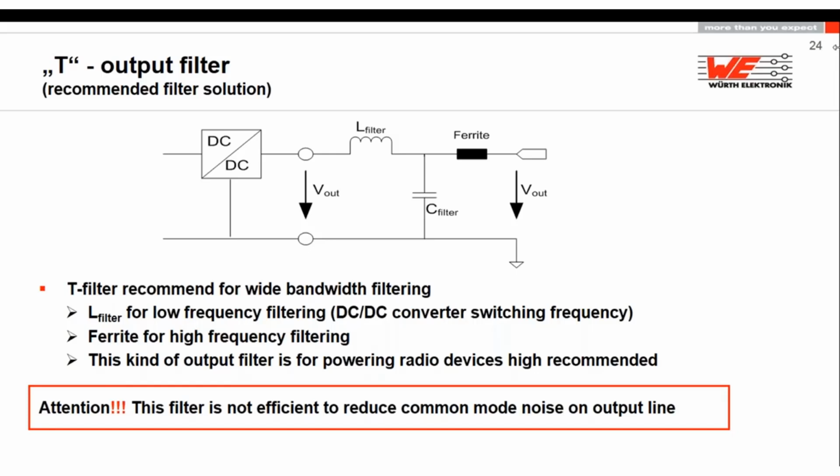And especially when you put an input and output filter, take care about the DC resistance of the inductance. Take care about the DC resistance of the ferrite. Even if you don't have 10 amp, you should use a 10 amp one because of the milliohm resistance.